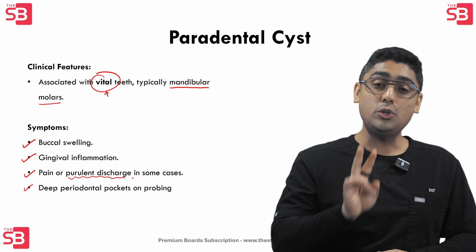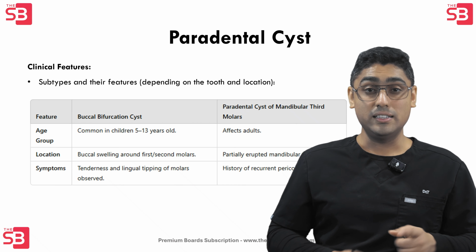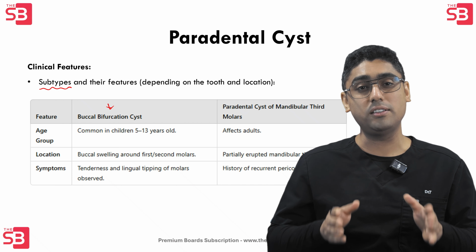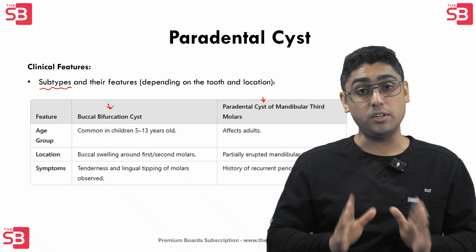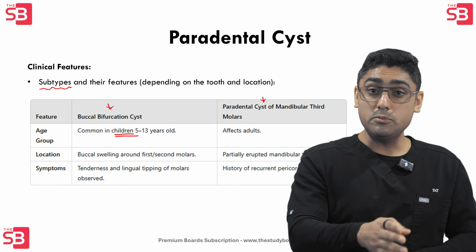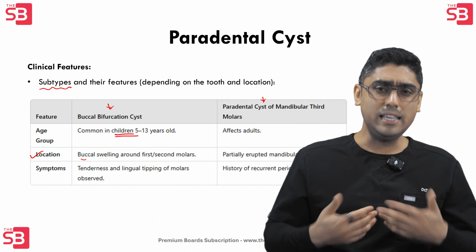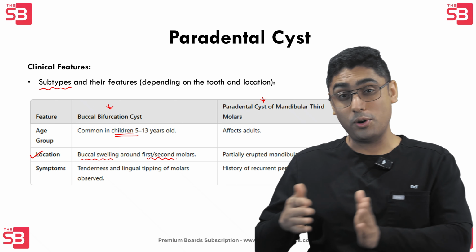Now let's look into the two main subtypes of inflammatory odontogenic cysts that are relevant here: the buccal bifurcation cyst and the paradental cyst of mandibular third molar. The buccal bifurcation cyst almost always occurs in children between 5 and 13 years of age, so that's important. It develops on the buccal side of first or second mandibular molars, and clinically, you will notice a tender facial swelling that can push those molars lingually.